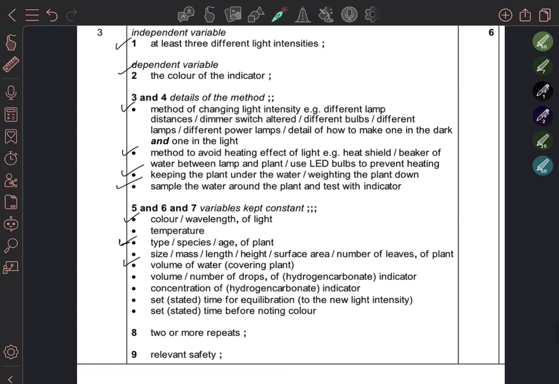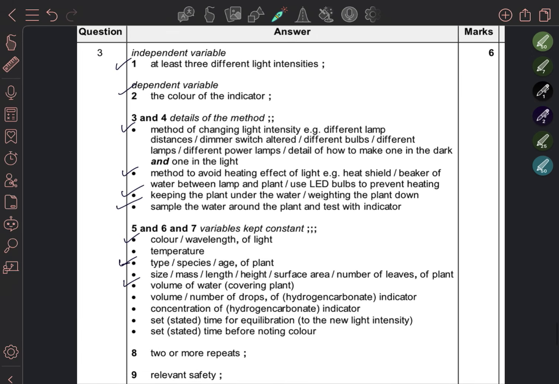And this is the marking scheme. You can have a look at this and compare your answer.